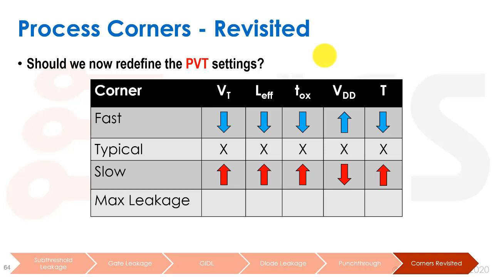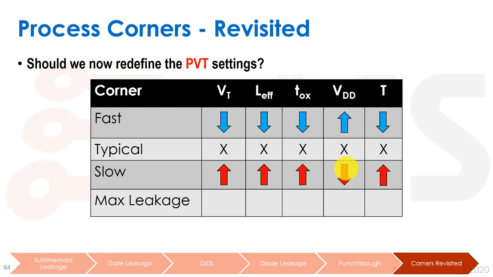Do we have to redefine our PVT settings? So this is what we reached before. For the fast corner, we took a lower VT, a lower length, a lower T oxide, a higher voltage, and a lower temperature. And for the slow corner, we took exactly the opposite. Well, what about a max leakage corner?